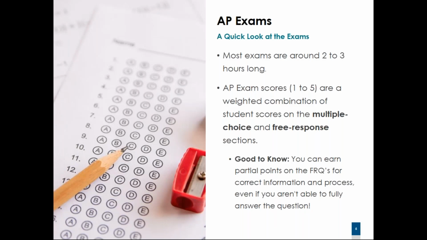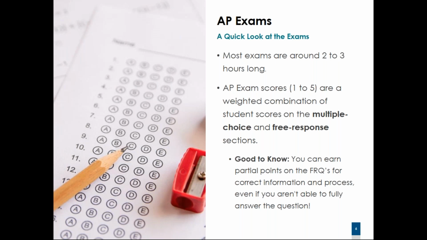Now, the AP exams themselves. Okay, so we talked about the great parts of them. Let's take a look at the actual AP exams. Almost all exams, depending on which one, are around 2 to 3 hours long. Usually the exams for your core classes, your chem, your bio, your math, are going to be on the 3-hour side.